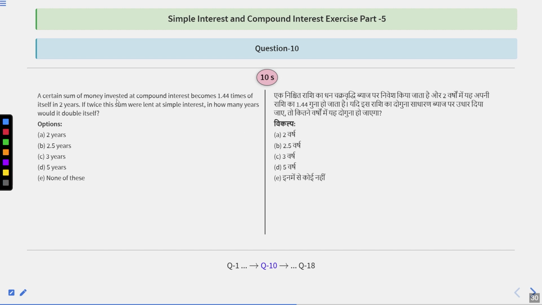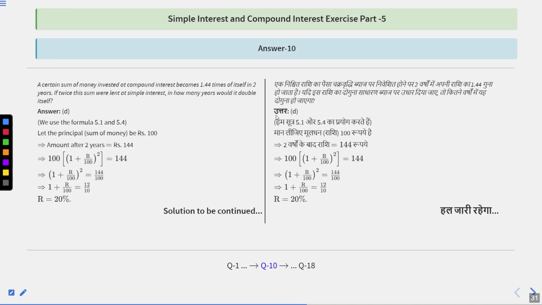A certain sum of money invested at compound interest becomes 1.44 times itself in 2 years. If twice this sum were lent at simple interest, in how many years would it double itself? You have 5 options and 10 seconds to analyze the question. Your time starts now. Now time's up. Let's see the solution.